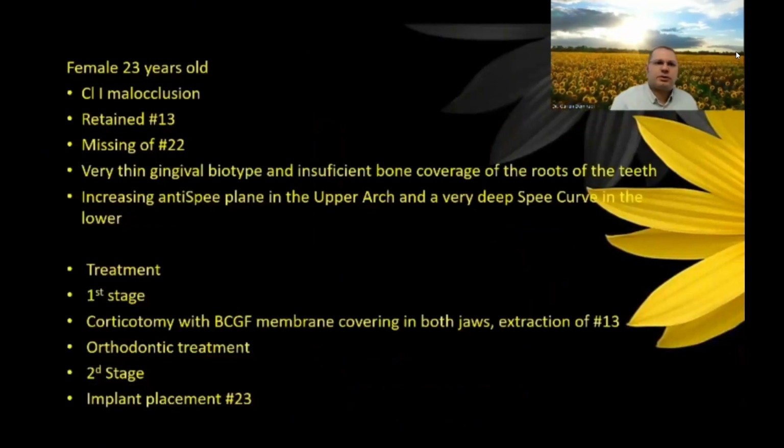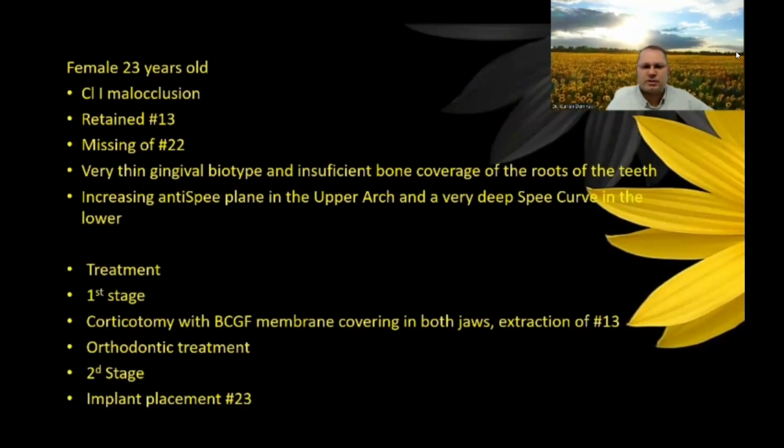Another female, 23 years old, class 1 malocclusion, retained number 13, delacerated, missing of 22, very thin gingival biotype, insufficient bone coverage of the roots of the teeth, increased anti-spee plane in the upper arch, and a very deep spee curve in the lower. First stage of the treatment, corticotomy and BCGF membrane covering in both jaws, and the extraction of number 13, delacerated, and orthodontic treatment.